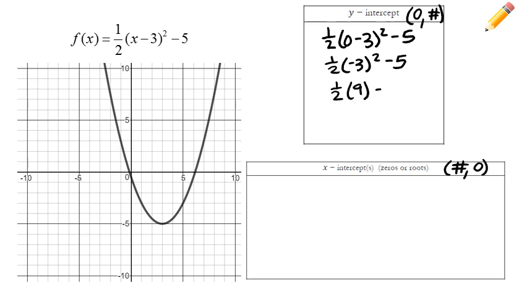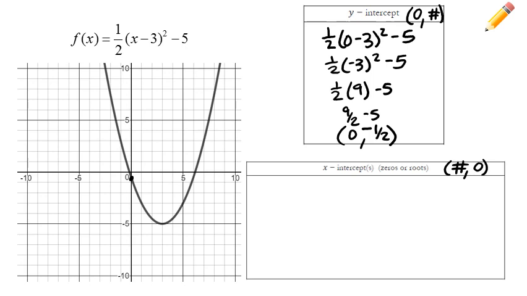-3 squared is 9. Half of 9, I could leave that as 9 halves, or I could say 4.5. 4.5 minus 5, we end up at -1/2. Now we know we have to write that as a point. Intercepts are always points. And if I was to extend my graph that I originally created, that makes sense.